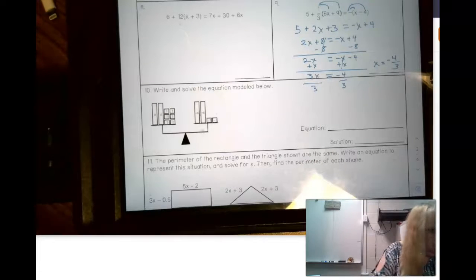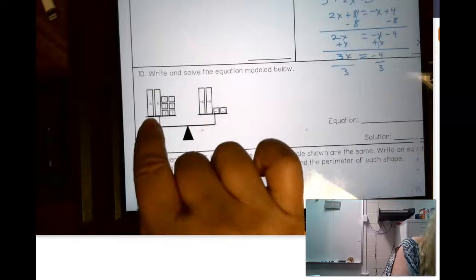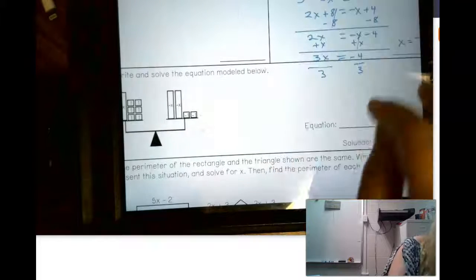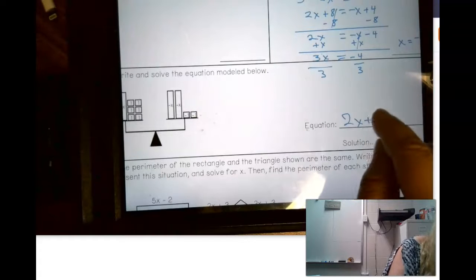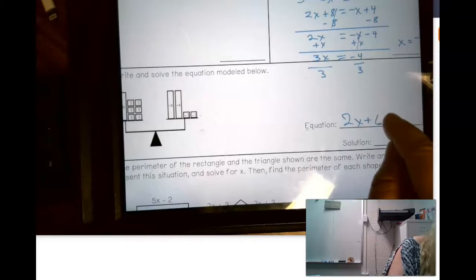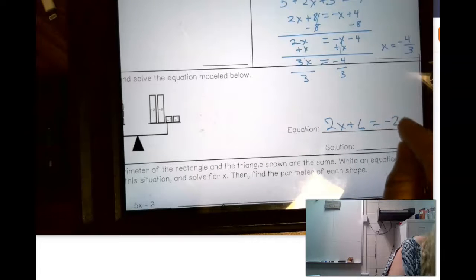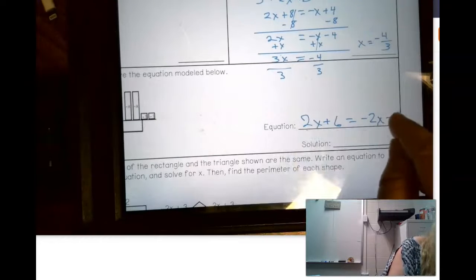Okay, here we have a model. Remember, this looks like algebra tiles, so there's 2 x's. The equation will be 2x, and we have 6 ones there, so that's plus 6. And that's going to equal negative 2x minus 2.